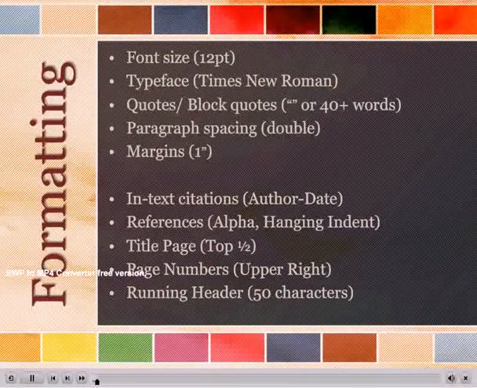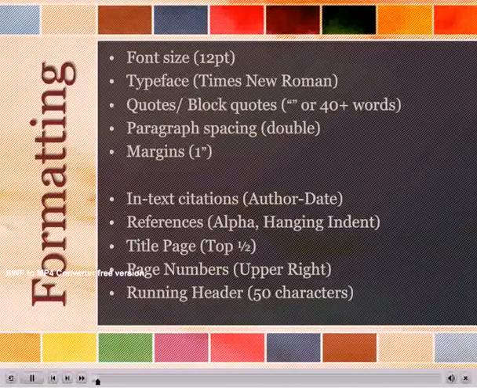This includes using a 12-point font size and Times New Roman typeface. If you're using quotations, they should be set apart with quotation marks, or if the quote is 40 or more words, use a block quote format. You should always maintain double spacing for your paragraphs and use 1-inch margins all the way around. In-text citations in APA follow the author date format, meaning that the date always follows the author's last name.